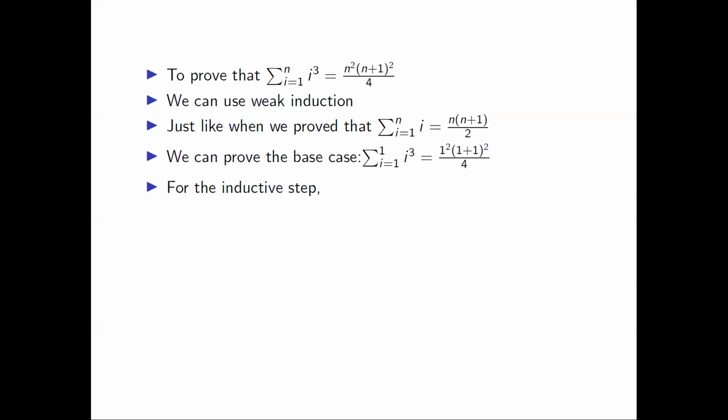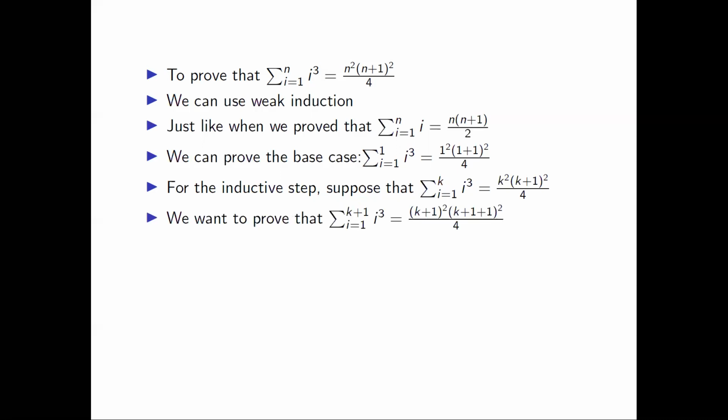And then the inductive step. We'll suppose that the sum from i equals 1 to k of i cubed equals k squared times k plus 1 squared over 4. In other words, we're supposing that P(k) is true. That'll be our inductive hypothesis. And we're trying to prove that P(k+1) is true. P(k+1) in this case is saying that the sum from i equals 1 to k plus 1 of i cubed is equal to k plus 1 squared times k plus 1 plus 1 squared, all of that over 4.